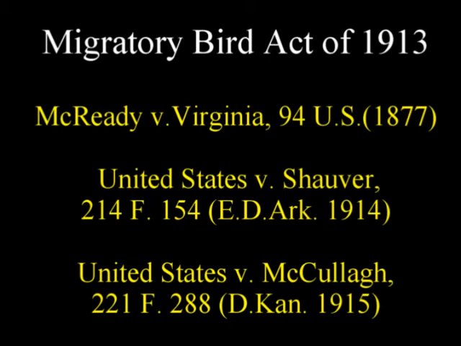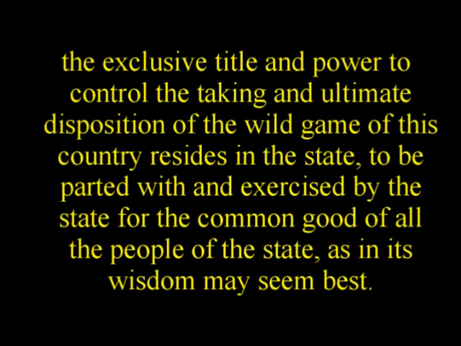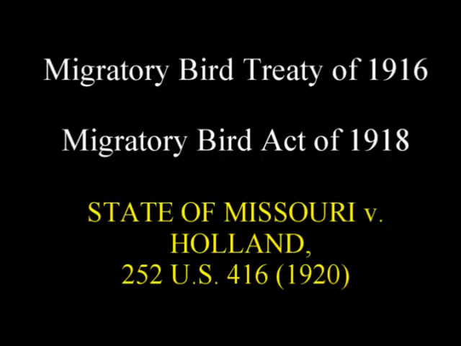From the Shawver case: "The exclusive title and power to control the taking and ultimate disposition of wild game in this country resides in the state, to be parted with and exercised by the state for the common good of all the people of the state, as in its wisdom may seem best." In 1916, the United States signed the Migratory Bird Treaty with Great Britain regulating wildlife in Canada and the United States. In 1918, Congress passed the Migratory Bird Act of 1918.